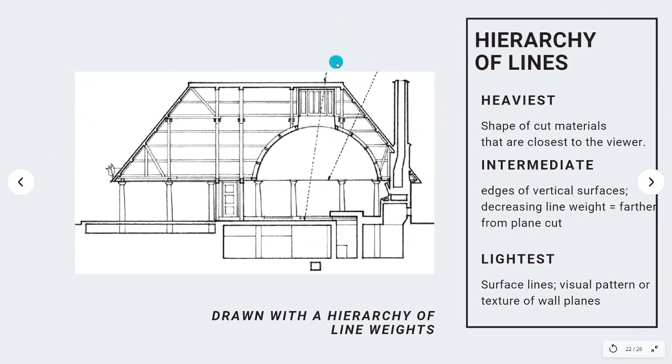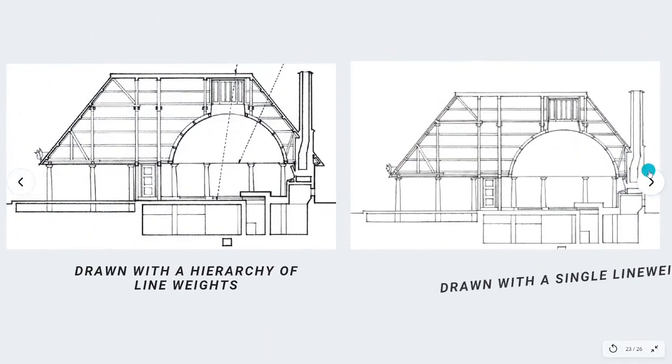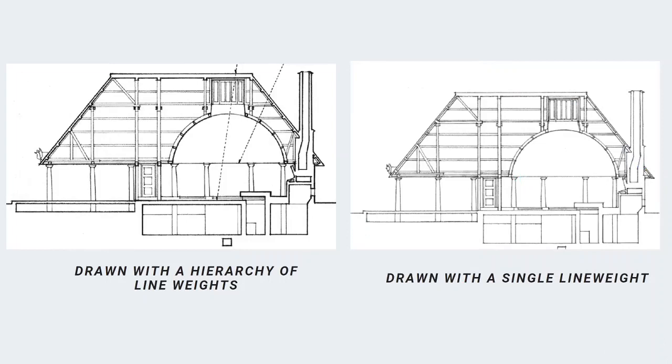Okay, of course, in our section cut there is the hierarchy of our lines. Heaviest would be the shape of cut materials that are closest to the viewer. Then the farther away, the lighter our lines. Again, the difference between a single line weight section cut and a section cut with a hierarchy of line weights: we can see that a drawing is more visually pleasing with a hierarchy of lines.